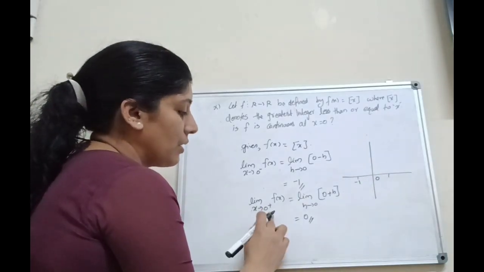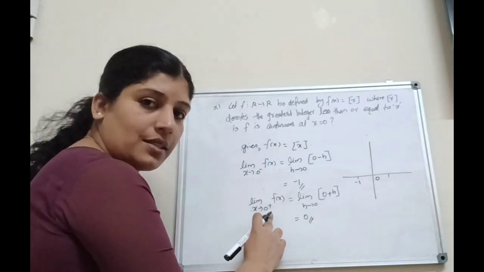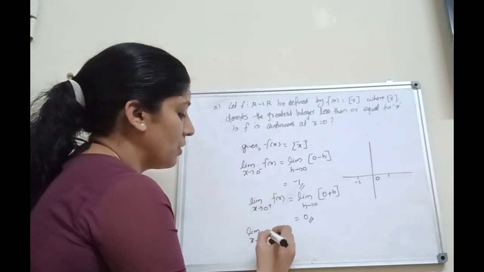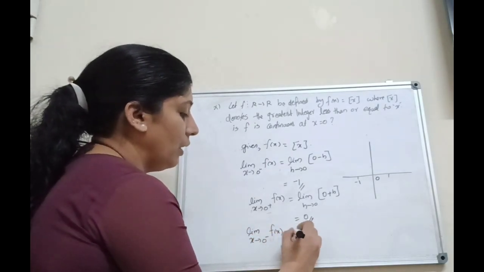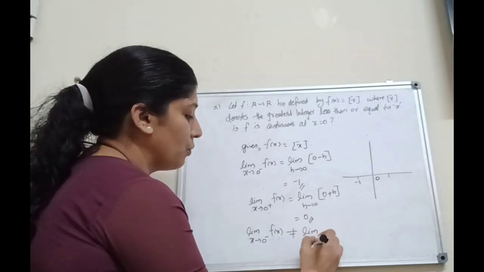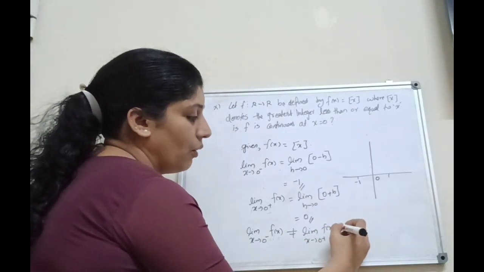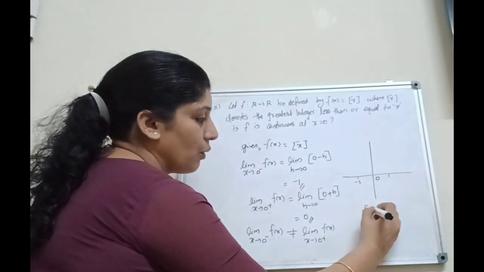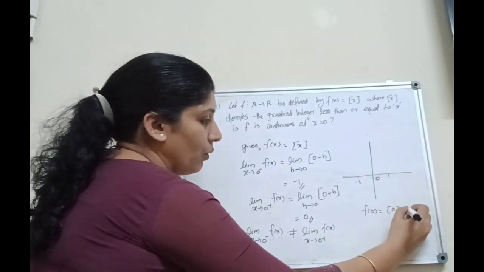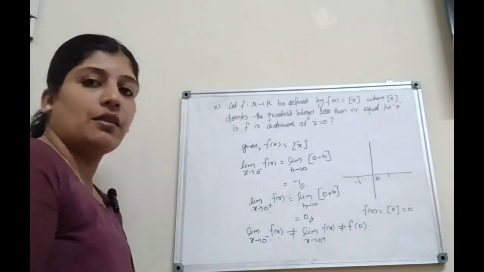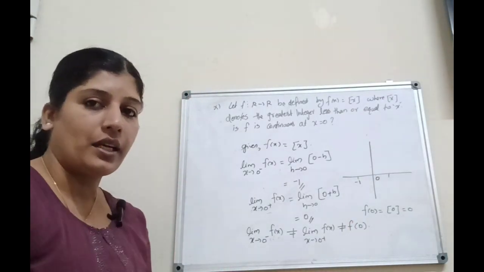Therefore, the limit as x tends to 0 plus of f of x equals 0. That is, the left hand limit, limit x tends to 0 minus f of x, is not equal to limit x tends to 0 plus f of x. And also here we have to find out what f of 0 is. It is 0. That is, it is not equal to f of 0. That means the function is not continuous at the point x equal to 0.